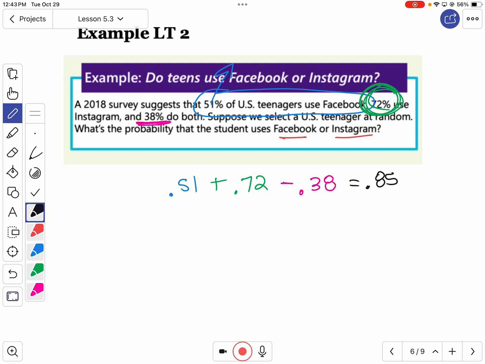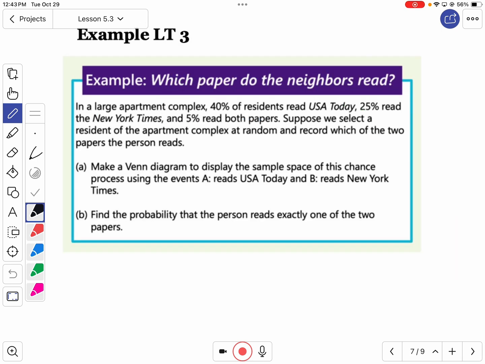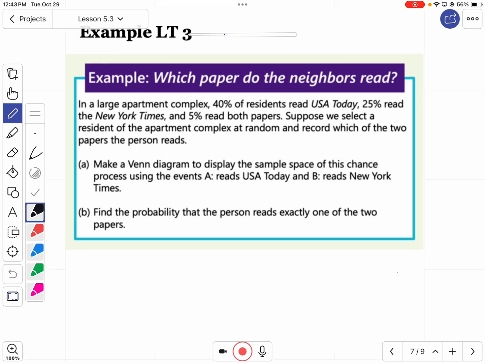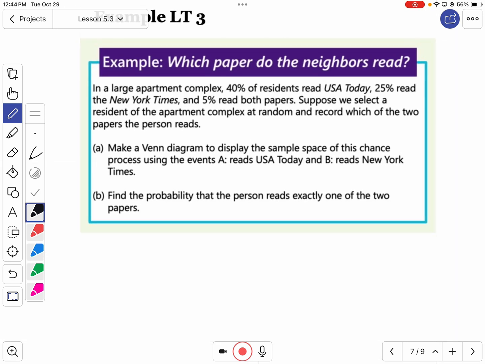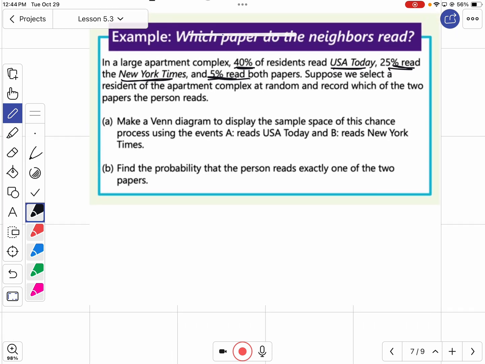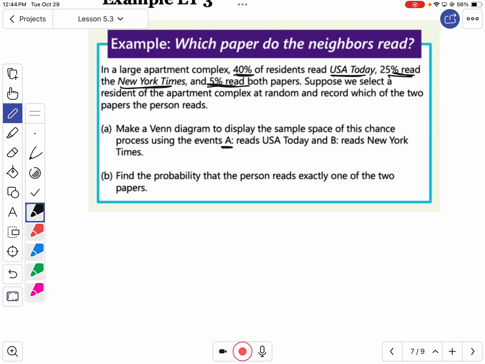And let's do one more Venn diagram just to be sure we get this. Okay. Because they can be a little bit confusing. All right. Here we go. So in a large apartment complex, 40% of the residents read USA Today. 25% read the New York Times. 5% read both. Okay? So they want me at first to make a Venn diagram. They said to label my events as A and B. A is USA Today. B is the New York Times. So let's do that.